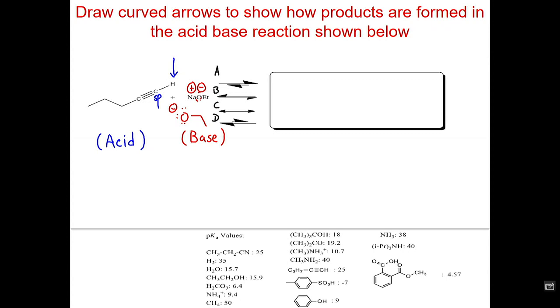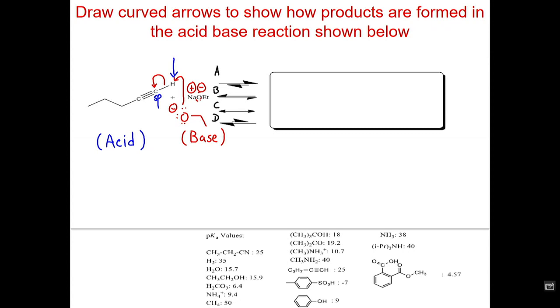Arrows always move from the base. The lone pairs, the electrons grab the most acidic hydrogen, and the CH bond breaks and moves on top of the carbon. Once you have drawn the curved arrows, you're going to draw the conjugate acid and the base formed in the reaction.